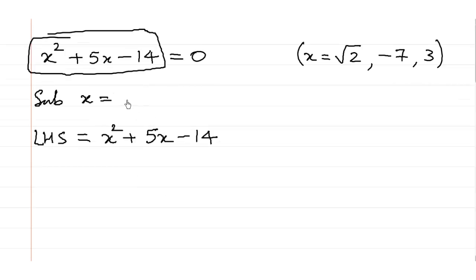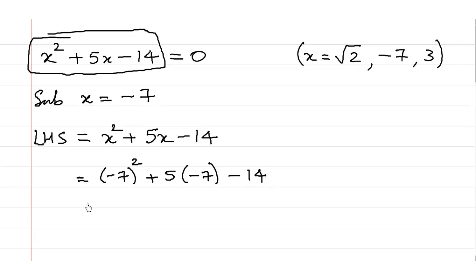Now let's substitute x is equal to minus 7. So (minus 7) the whole square plus 5 into minus 7 minus 14. So (minus 7) the whole square is 49. 5 7s are 35, plus and minus is minus, so negative 35 minus 14. So 49 minus 35 is 14, and 14 minus 14 is 0.